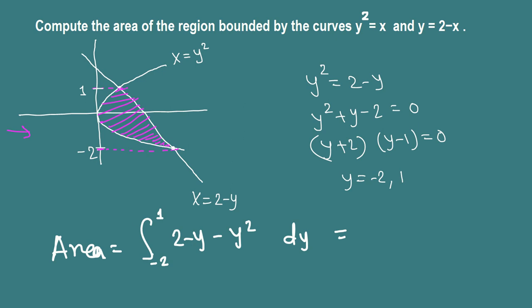Let's find the antiderivative. The antiderivative of 2 with respect to y is 2y, minus y squared over 2, minus y cubed over 3. Treat it like everything is x now, because y is a dummy variable, so the value of this area does not depend on x or y. Once you set up this integral, then just use your Calculus 1 knowledge, and we have to evaluate from negative 2 to 1.